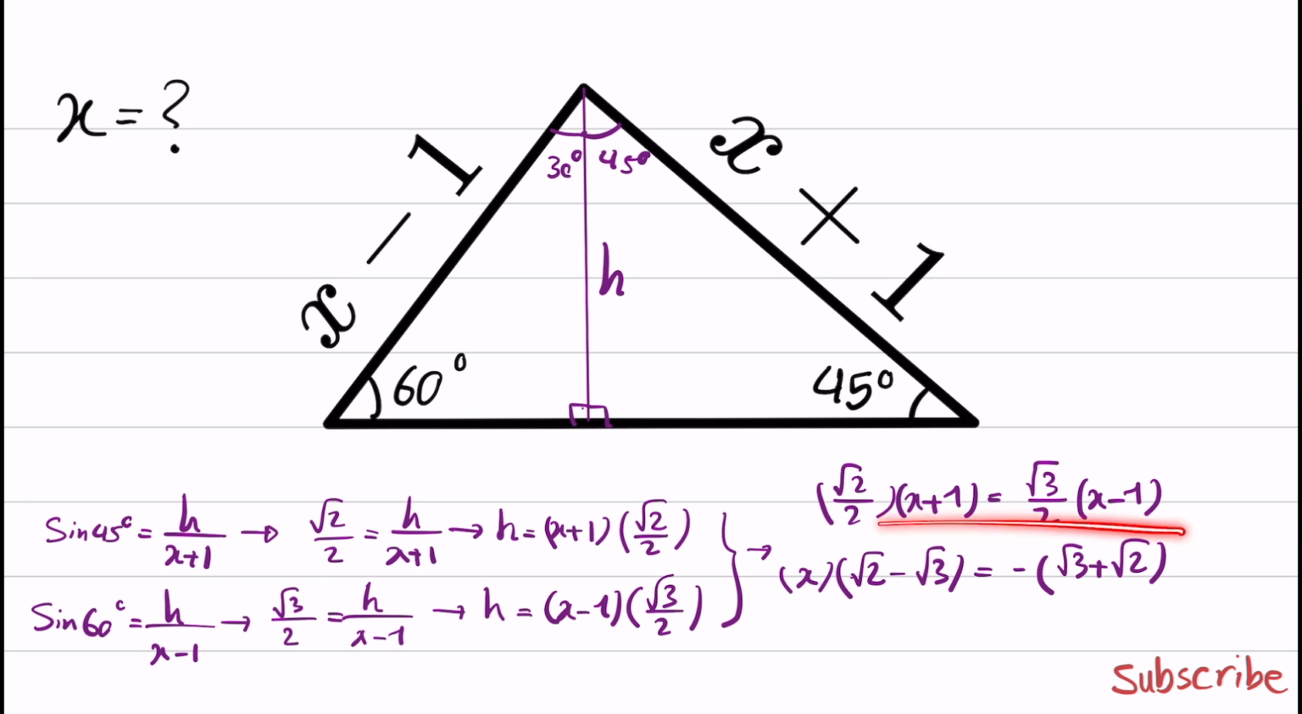And if I solve this, I will have x is equal to square root of 3 plus square root of 2 divided by square root of 3 minus square root of 2. And if you further simplify this, x is equal to 5 plus 2 times the square root of 6. And so this is the final answer.